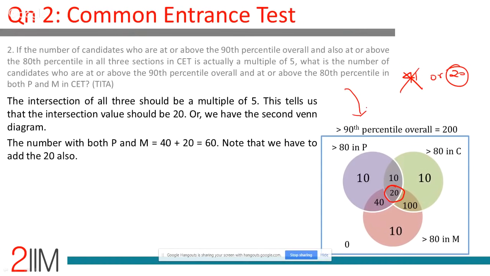Now let's look at the question. What are the number of candidates who are at or above the 90th percentile overall, effectively within this Venn diagram, and at or above the 80th percentile in P and M? P and M would be this 40 and this 20. P, M and C. That's all right. P and M, I'll have to count both. 40 plus 20, 60. It's a theta question. Don't end up writing 40. They're not saying only P and M. They're saying P and M. So it could be PM, PM and C. Guys who have got above 80th percentile in all three have definitely got above 80th percentile in P and M. That is included. So 40 plus 20, 60.